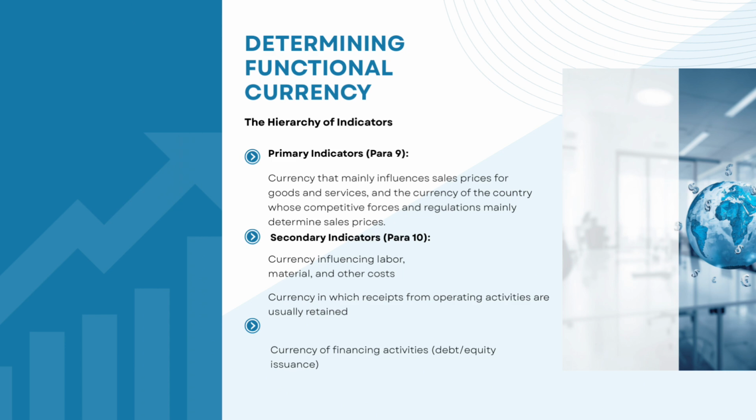Perhaps the most critical judgment under IAS 21 is determining the functional currency. It's not about where you are registered, it's about where the money moves. We look at primary indicators first. What currency dictates your sales prices and labor costs? If those are unclear, we move to secondary indicators. What currency funds your debt or holds your operational receipts? This is a facts and circumstances test that requires rigorous documentation for audit purposes.